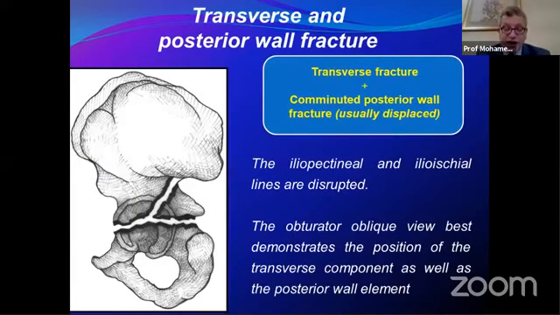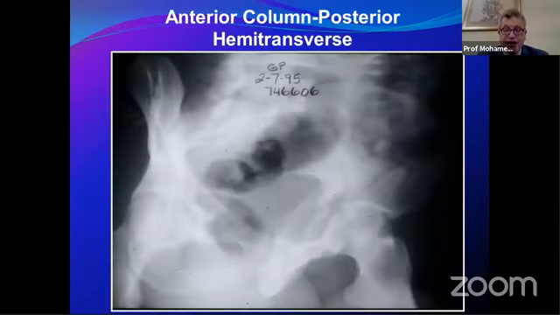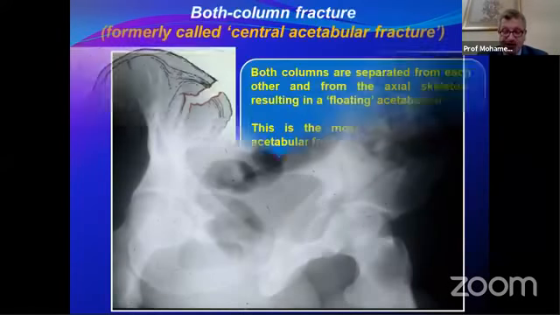The transverse fracture and posterior wall fracture. The transverse fracture plus comminuted posterior wall fracture, which is usually displaced, the iliopectineal and ischiopectineal lines are disrupted. Both lines are disrupted. The obturator oblique view best demonstrates the position of the transverse component with the posterior wall element. The anterior column and posterior hemi-transverse. This is an example in X-ray.